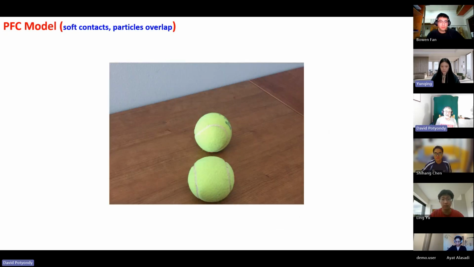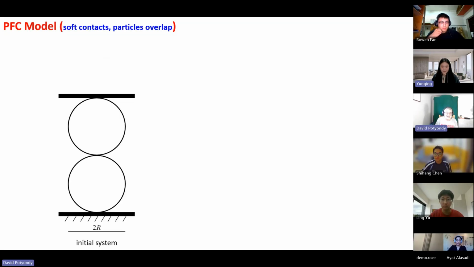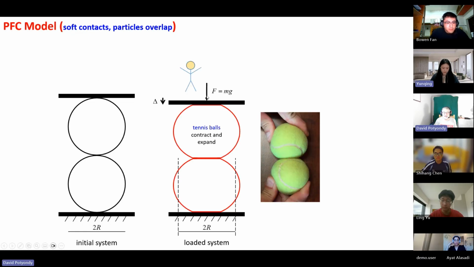What are we talking about here? Soft contacts, particles overlap. There's two tennis balls. Let's say that we took those particles now. We're going to model that system. So here they are. They're just touching. They're not overlapping. Here's a wall and here's a wall. And I'm going to stand on top and apply a force. And what's going to happen?